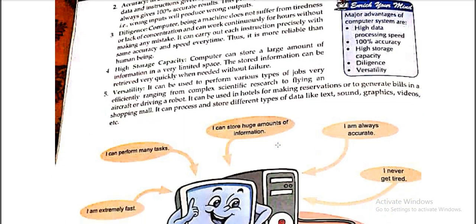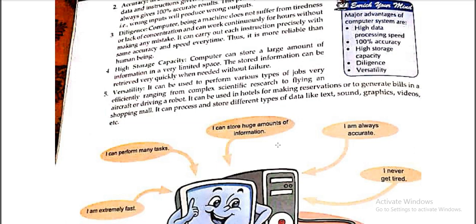Next one is high storage capacity. In a computer you can store a big amount of data. So its storage capacity is very high.